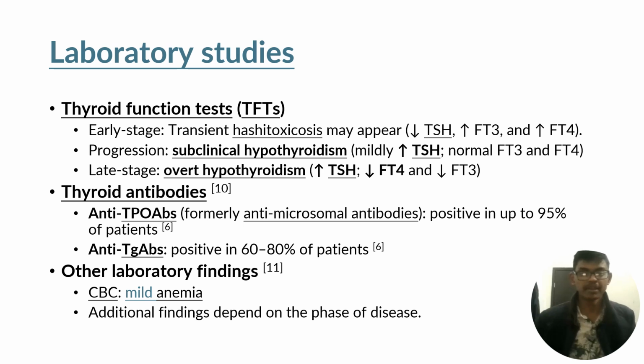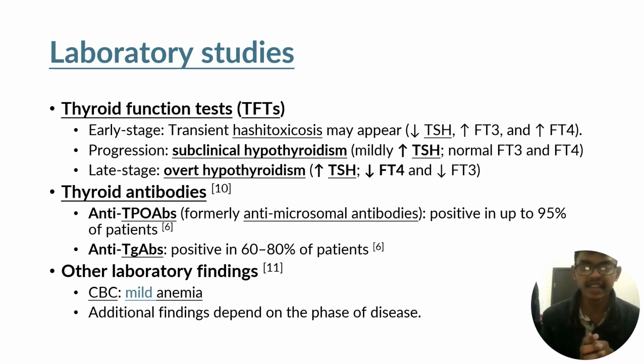Now you will tell me the laboratory studies. Thyroid function test. What will happen in the early stage? There is a transient Hashitoxicosis. Hashitoxicosis means the FT4 and FT3 will increase, and due to the negative feedback, the TSH will decrease. In progression, that is subclinical hypothyroidism, there will be a mild increase in TSH and normal FT3 and FT4.